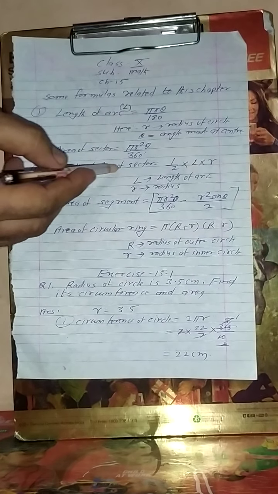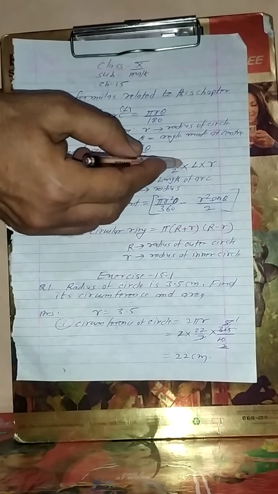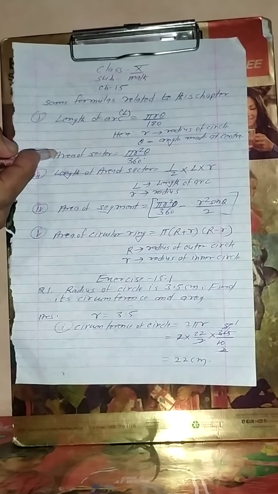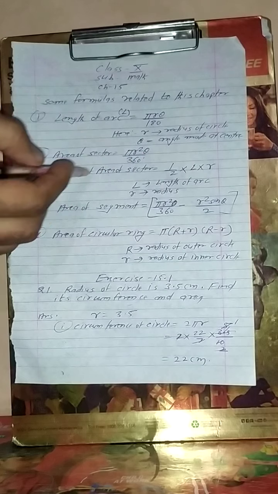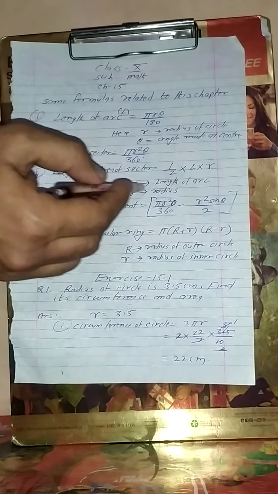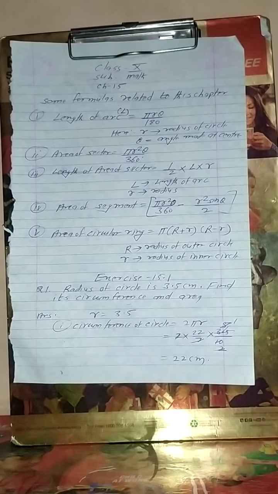Next one is area of sector equal to 1 upon 2 into L into R. Area of sector has two formulas. First one is pi r square theta upon 360. Second one is 1 upon 2 L into R. Here L is the length of arc and R is the radius of the circle.